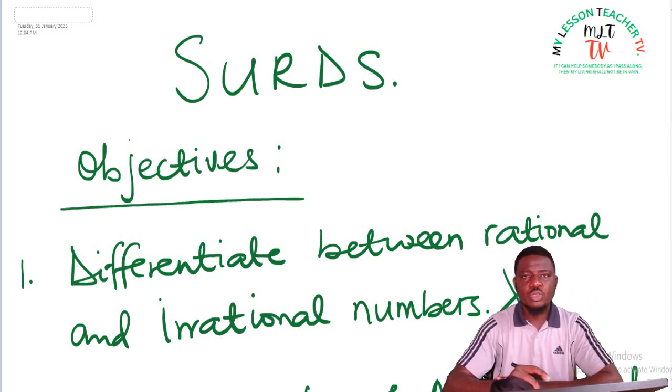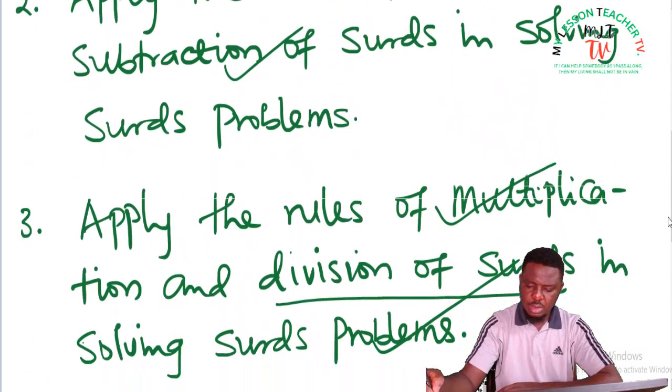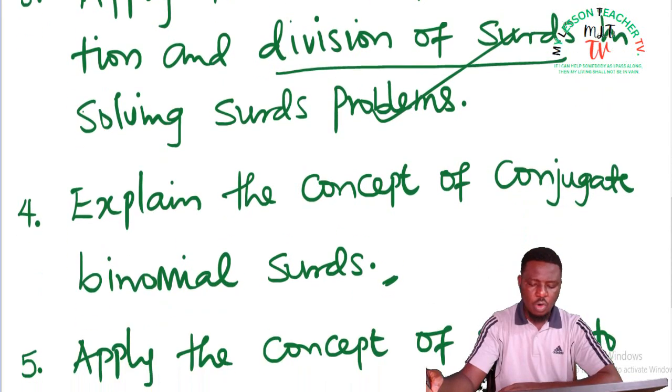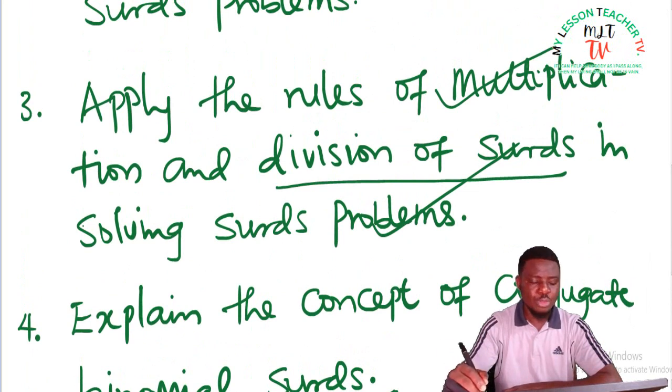Today's class is a continuation of our previous classes on SURDS. In today's class, we shall be looking at the concept of conjugate binomial SURDS. At the last class, we were able to complete the third objective, which says we should apply the rules of multiplication and division of SURDS in solving SURDS problems.